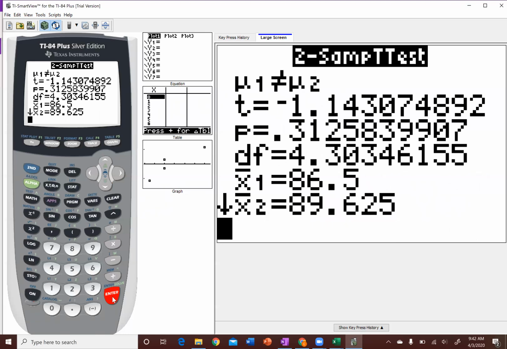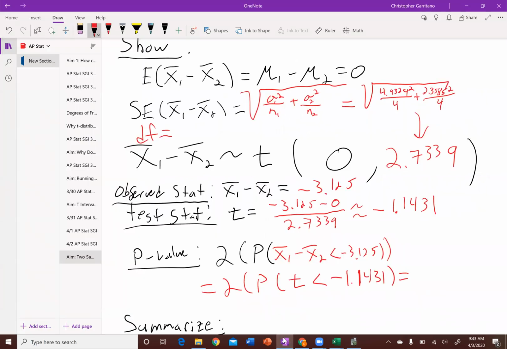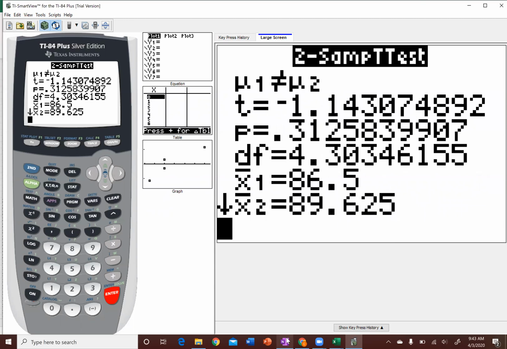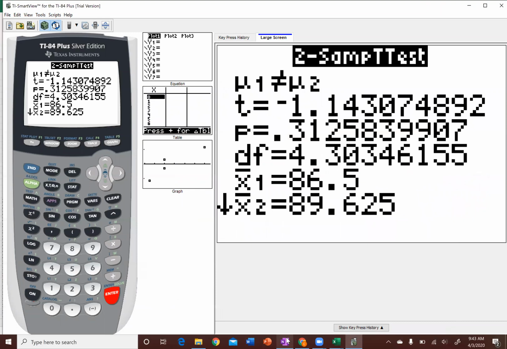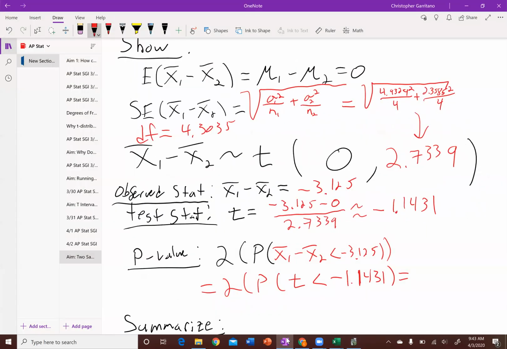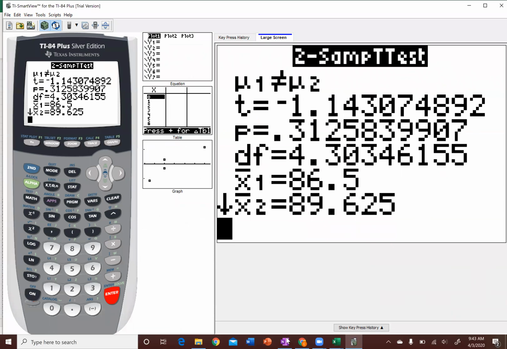All right, we click calculate, and notice the degrees of freedom comes up as 4.3035. And not only did the degrees of freedom come up, but like everything we need. We have our test stat. Let's just check that to the one we have. Yeah, -1.1431. All right, that looks good. That's what we had. We're yet to calculate the p-value, but we will do that right now. We should get around 0.3126.